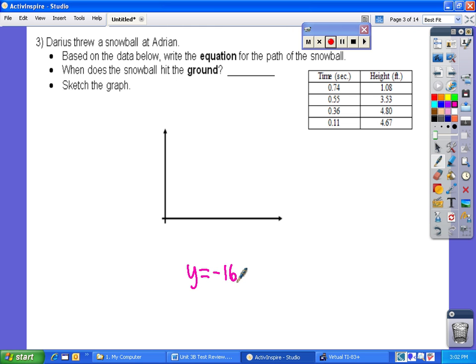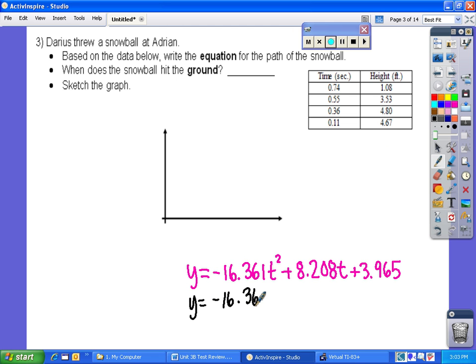So the first one will be negative 16.361. Not 360, because there's a 6 next to that 0. T squared plus 8.208 T plus 3.965. Now, if you have this as your equation, I will accept that, but I would rather you have it rounded correctly.